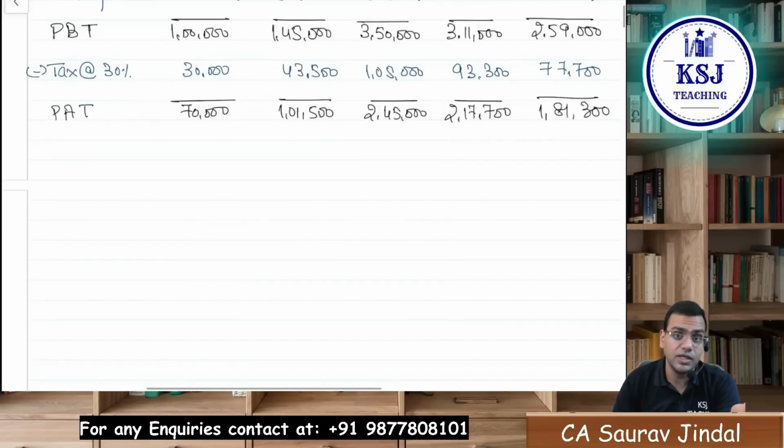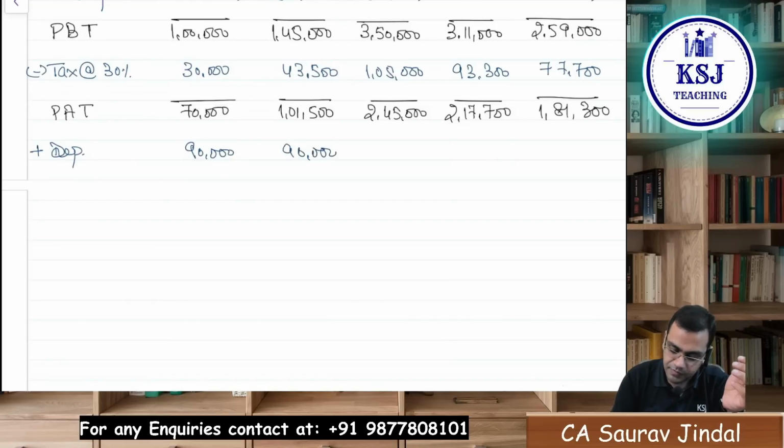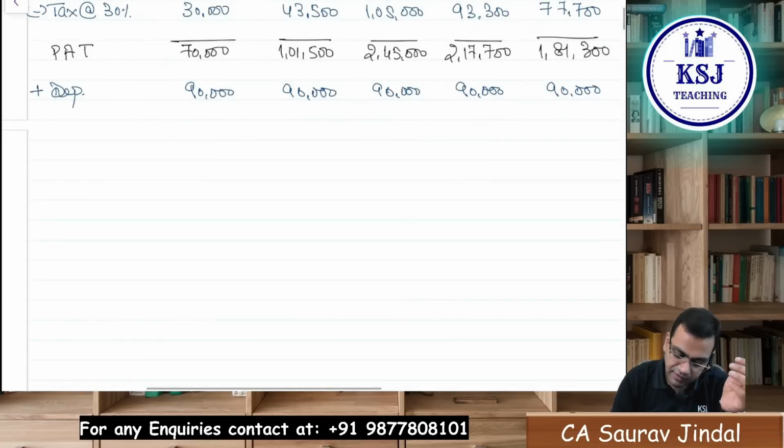Now what will you do, sir? Once we have calculated the profit after taxes, we will add back depreciation. We will add back depreciation to find out the cash flows. So I will add 90,000 in each of the years. Right? In each year, I will add 90,000, sir. 90,000, 90,000. So what I will get now? The cash flows. Right? Cash flows.